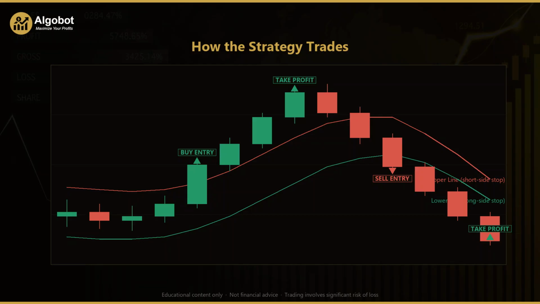So in one clean sequence, you've seen both sides of this strategy. A long that began when price escaped above the upper line, and a short that began when price broke below the lower line. Each with a symmetric ATR stop, each with the same reward to risk target, and each trailed by the opposite side of the channel.